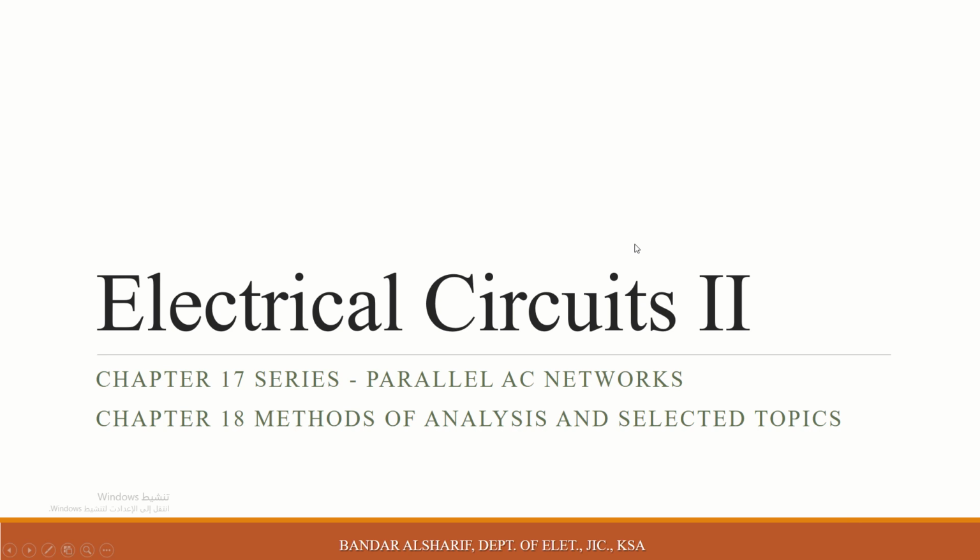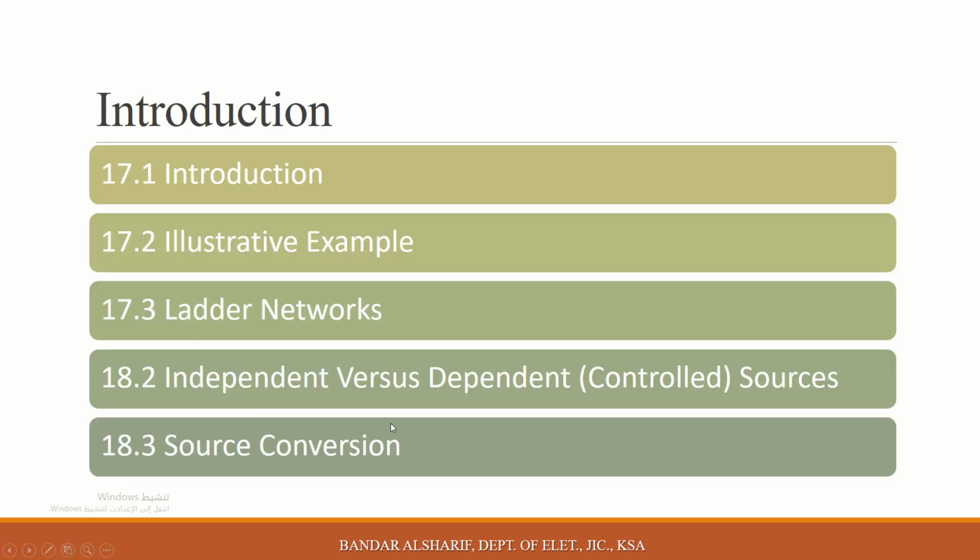Assalamu alaikum. Today we'll continue talking about electrical circuit 2. We'll talk about chapter 17, which is about series-parallel AC network combination circuits. We'll study some examples only. And in chapter 18, methods of analysis and selected topics.